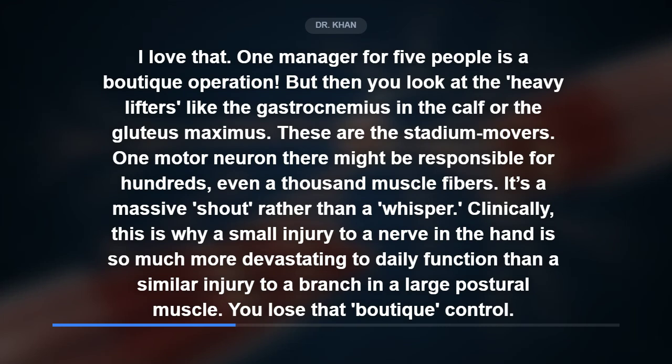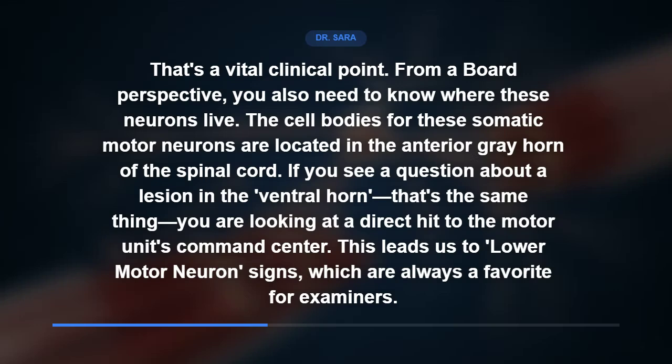I love that. One manager for 5 people is a boutique operation. But then you look at the heavy lifters like the gastrocnemius in the calf or the gluteus maximus. These are the stadium movers. One motor neuron there might be responsible for hundreds, even 1,000 muscle fibers. It's a massive shout rather than a whisper. Clinically, this is why a small injury to a nerve in the hand is so much more devastating to daily function than a similar injury to a branch in a large postural muscle. You lose that boutique control.